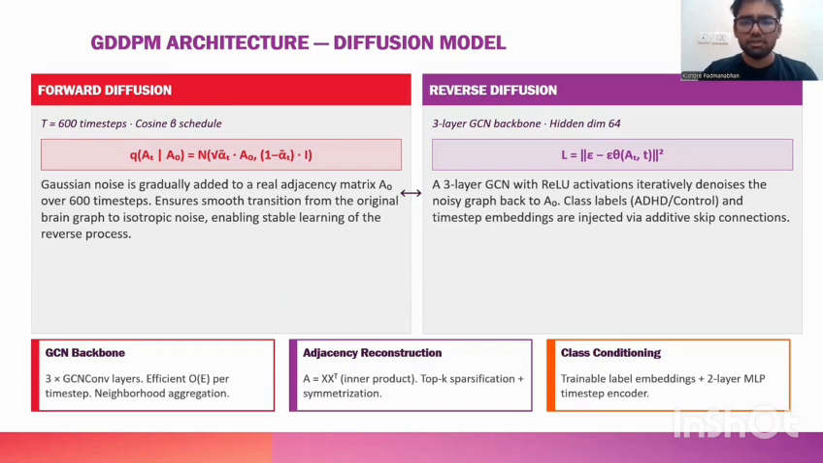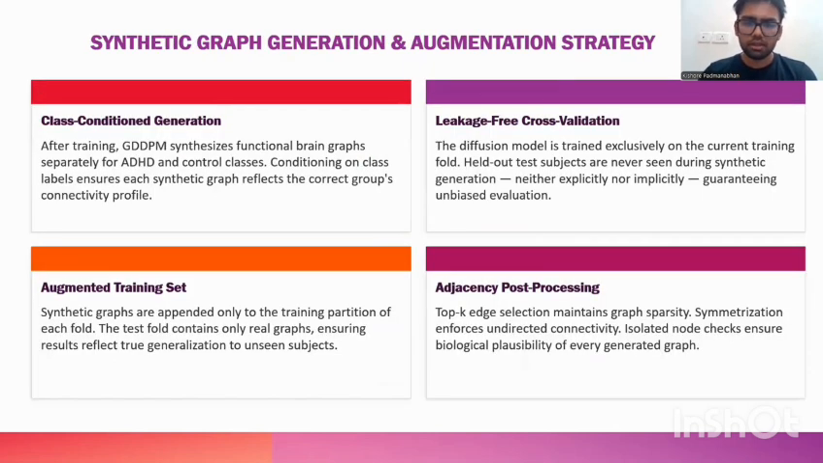After the graph construction, we apply a graph-based denoising diffusion probabilistic model, GDDPM. During the forward diffusion, noise is added gradually to the real brain graphs. In the reverse diffusion process, a graph convolutional network learns to remove this noise and reconstruct realistic brain connectivity graphs. This allows us to generate biologically plausible synthetic samples. These synthetic samples are then combined with the real graphs to create an augmented training dataset. This helps to address the challenges of limited data and class imbalance commonly found in medical datasets.